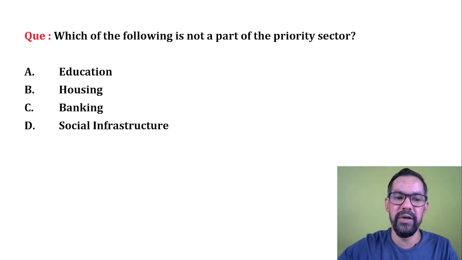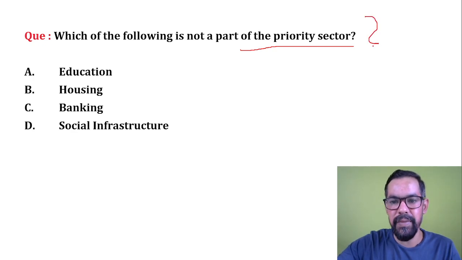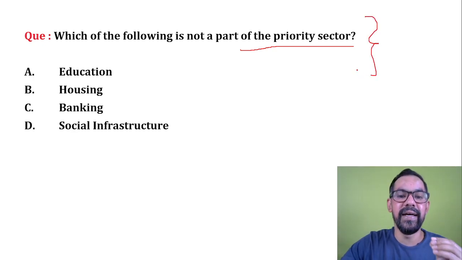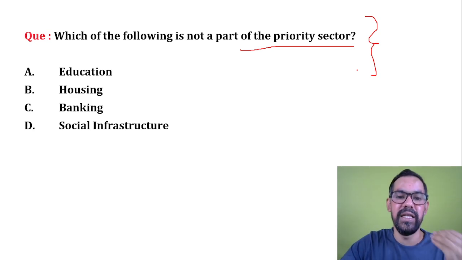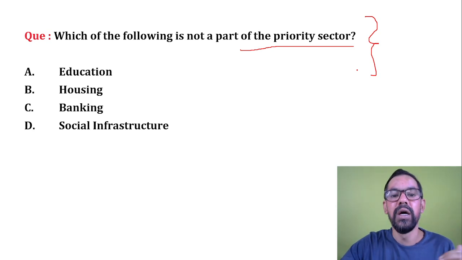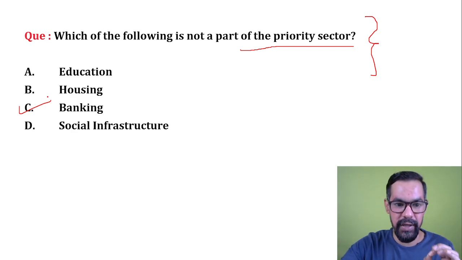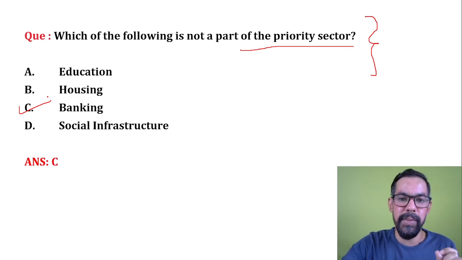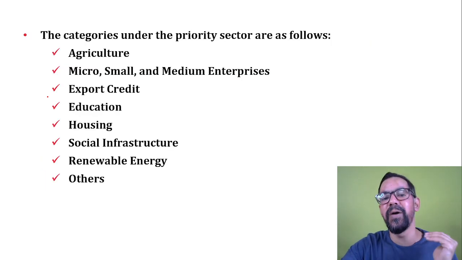Okay, so first question on your screen: which of the following is not part of priority sector? As I told you, we have eight sectors which are generally categorized as priority sector for the Indian economy, and the guidelines regarding these are issued by RBI to banks in India. Out of these four, which is not part of priority sector? The correct answer is banking. Banking is not part of priority sector.